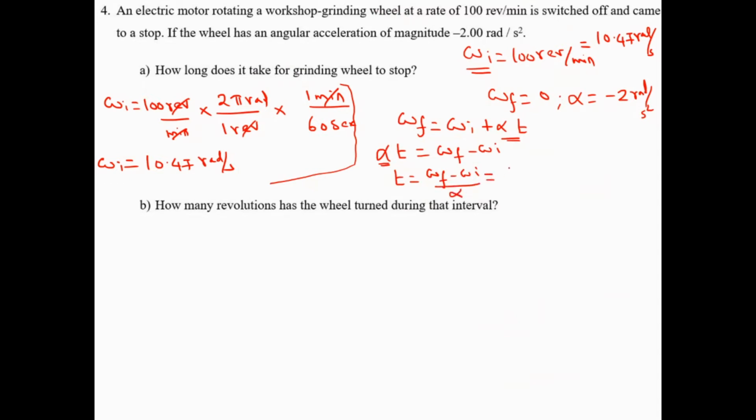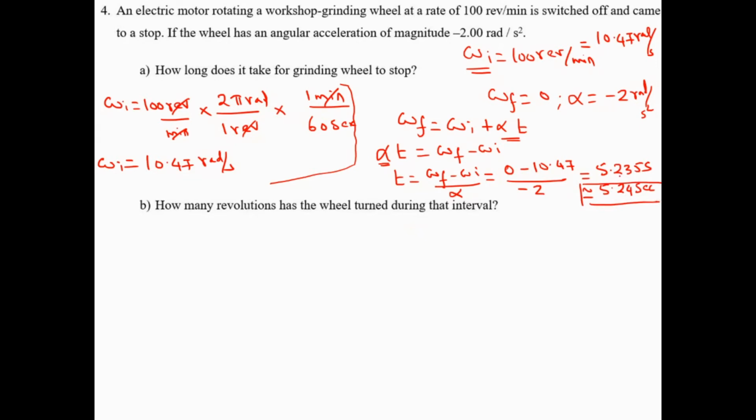I'm going to substitute the values. What is our initial angular speed, final angular speed? The final is 0, the initial value is 10.47 radian per second, divided by minus 2. So what will be the answer? Minus 10.47 over minus 2 gives you the value of 5.235. So I can write 5.24 second. So this is the answer.